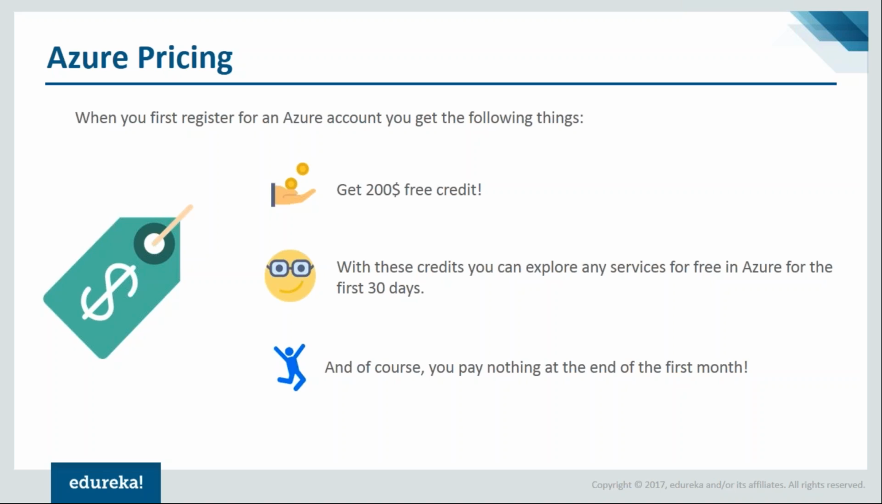Now what you can do with this $200 is use it to deploy applications as and when you want. This is a one-time free credit that is allotted to you on registration. Also, with these credits, you can explore any services for free in Azure for the first 30 days. You can use these credits to launch any kind of service for the first 30 days. And of course, after you use the services, you don't have to pay anything.